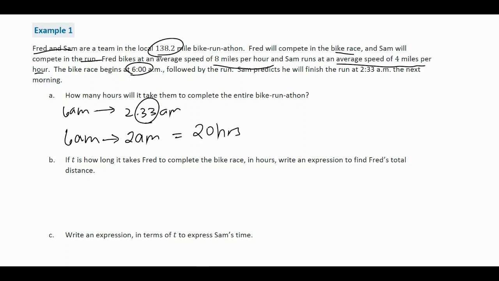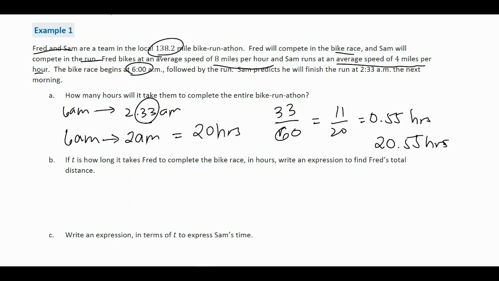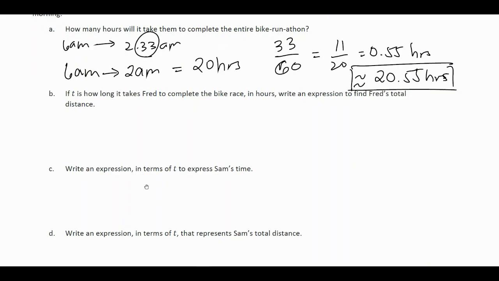Remember, we still have the 33 minutes. For us to get the hours of that, we need to divide 33 by 60 and change it into a decimal, which is 0.55 hours. So therefore, the total time is approximately 20.55 hours. Sam only predicted that he will be finishing at 2:33, so it can be earlier or later than 2:33. So we put an approximation sign.